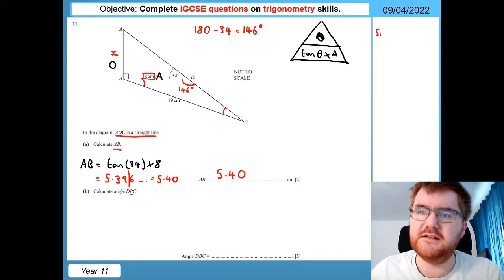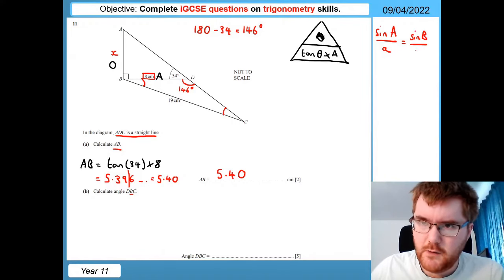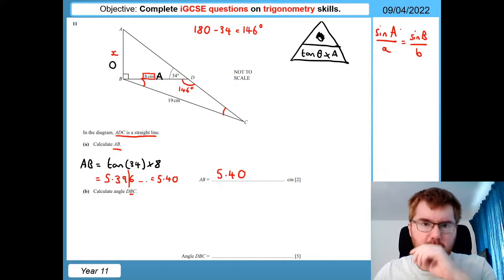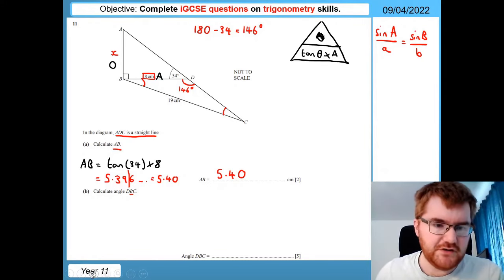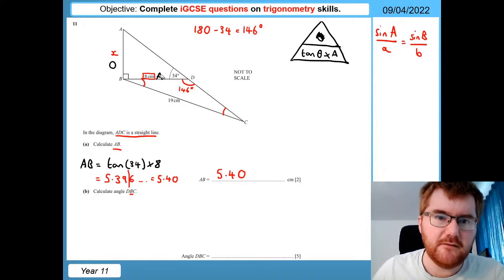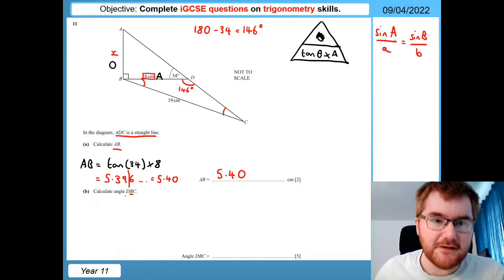Well, this is on your formula sheet. Sine A over a equals sine B over b. So we just need to label this up correctly just so we know which one is which. So just to stop any confusion here, I would rub that out, but I can't. So let me use a different color.